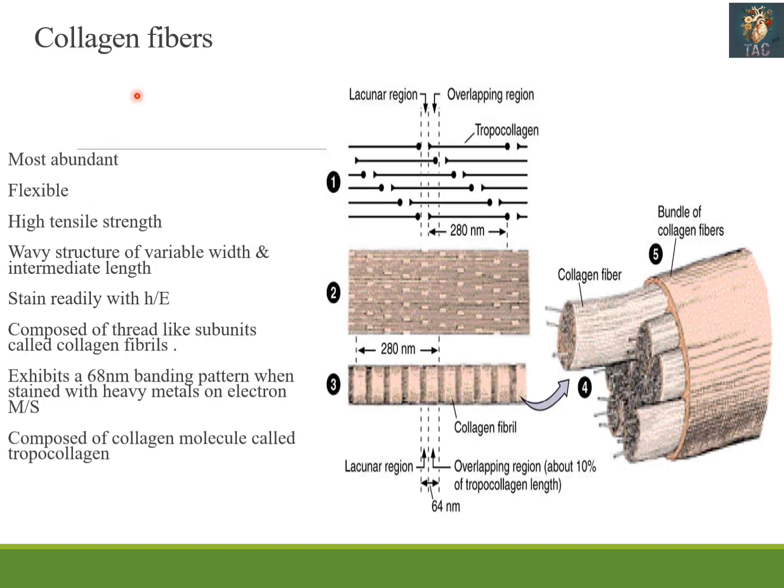Collagen fibers are most abundant, they are flexible, they give high tensile strength, with a wavy structure of variable width and intermediate length, and they stain readily with H&E, composed of thread-like subunits called collagen fibrils. They exhibit a 68 nanometer banding pattern. You can appreciate this banding pattern over here. Here this is the space which is called the lacunar region, and this is the overlapping region of different tropocollagen fibers with each other. Because of this space, the collagen fibers give an appearance of the banding pattern.